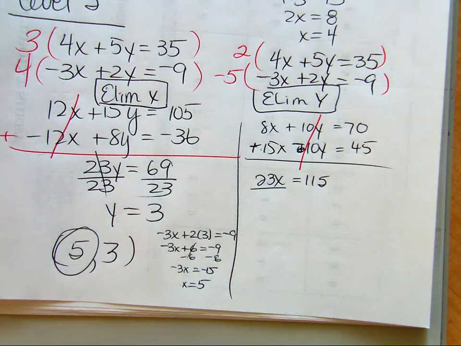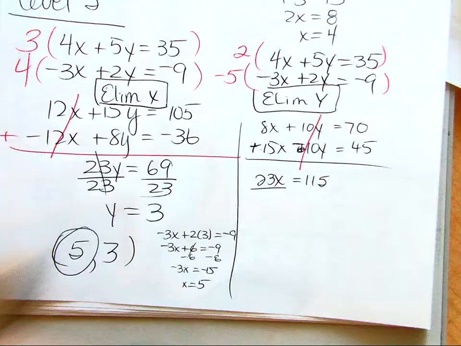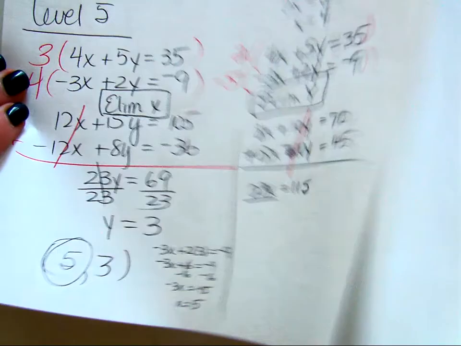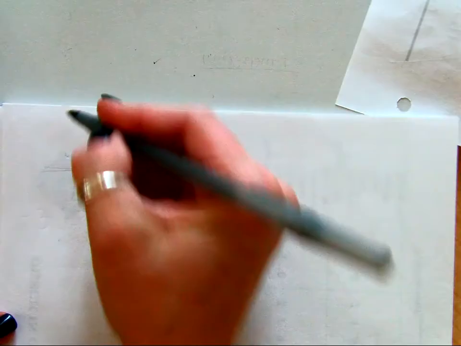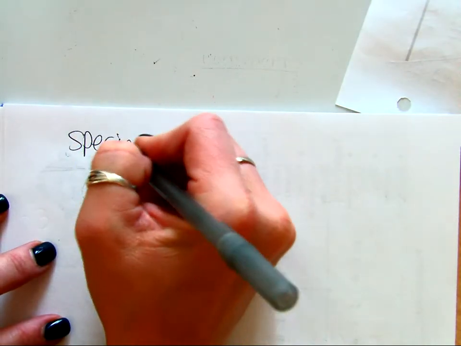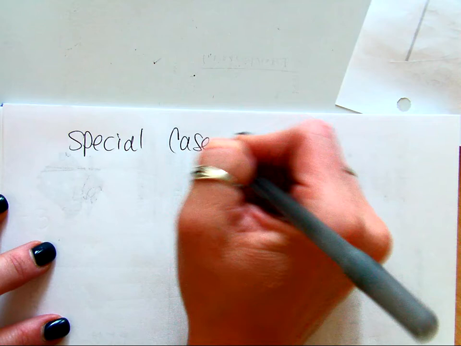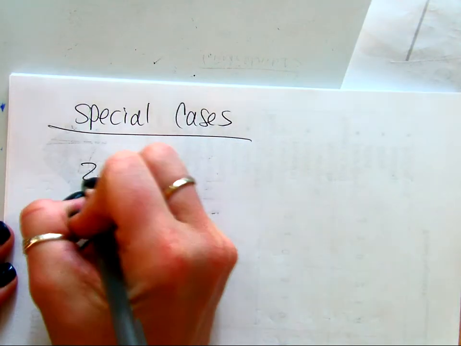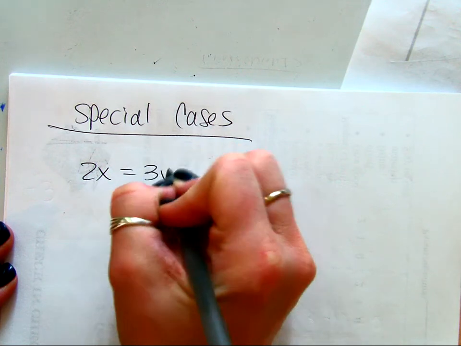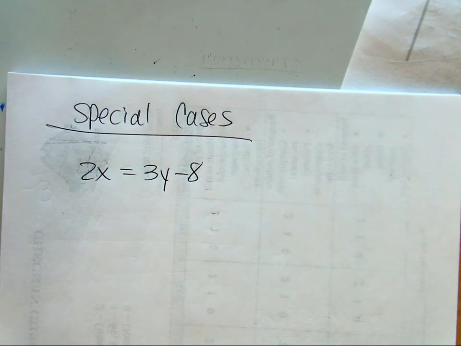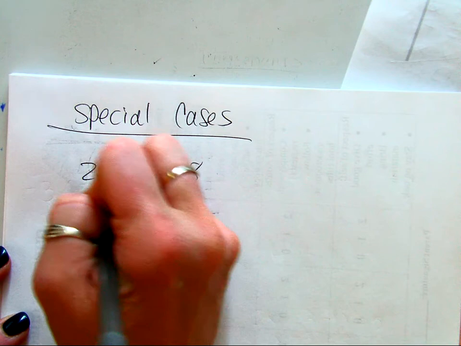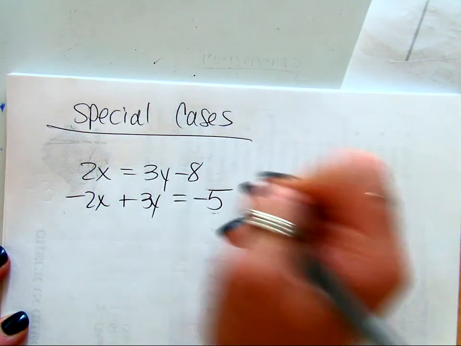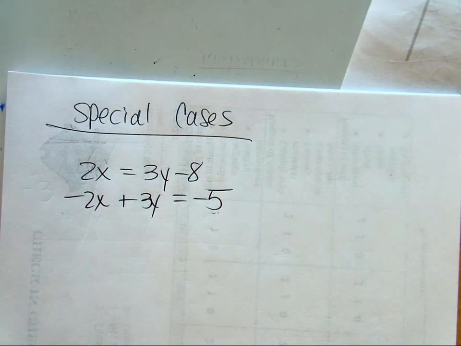I have 2 more things to show you because there's always that thing called special cases, and then we're done. Okay, how about this? 2x equals 3y minus 8, and negative 2x plus 3y equals negative 5. Well, first of all, I got to get it in standard form.